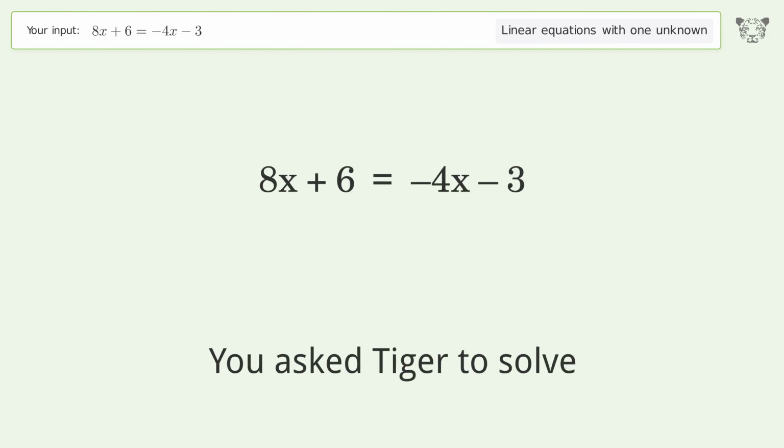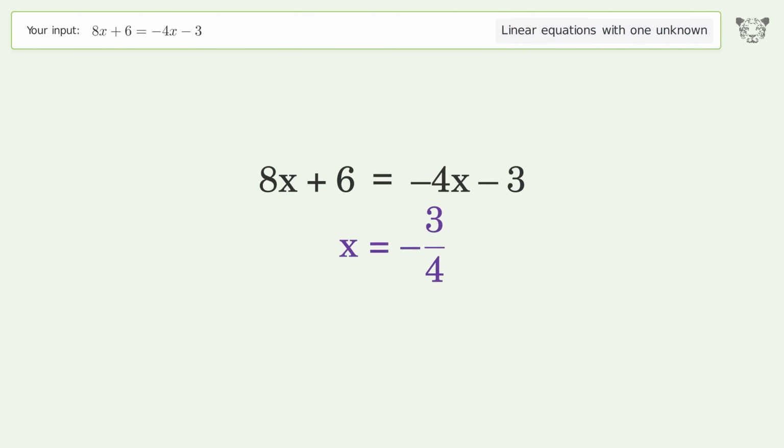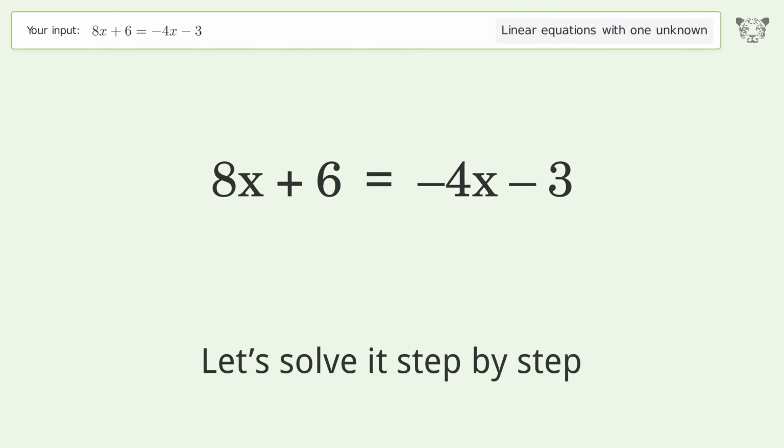You ask Tiger to solve. This deals with linear equations with one unknown. The final result is x equals -3/4. Let's solve it step by step.